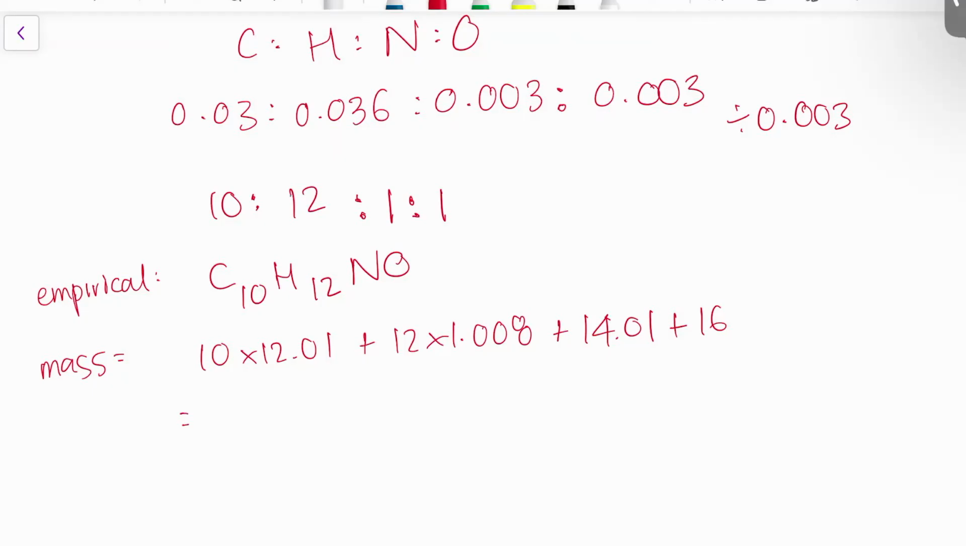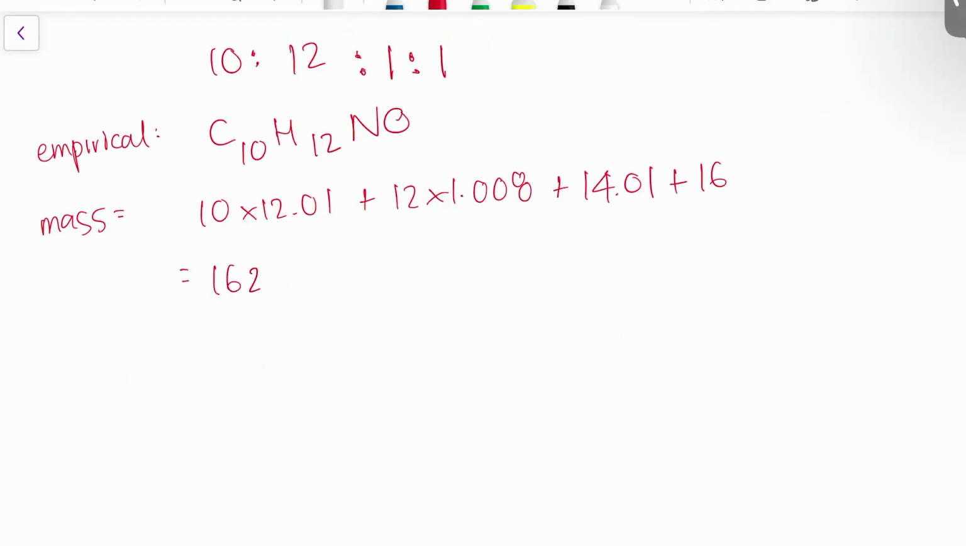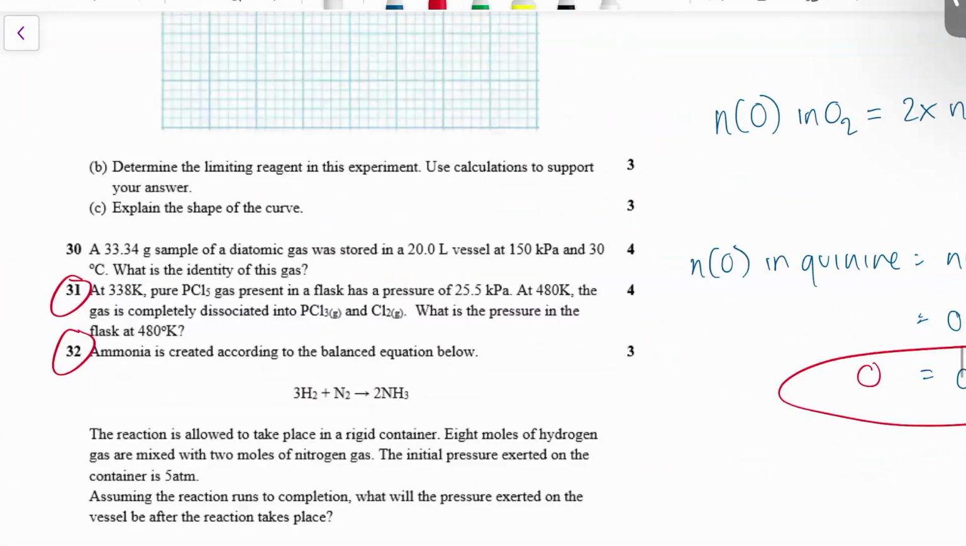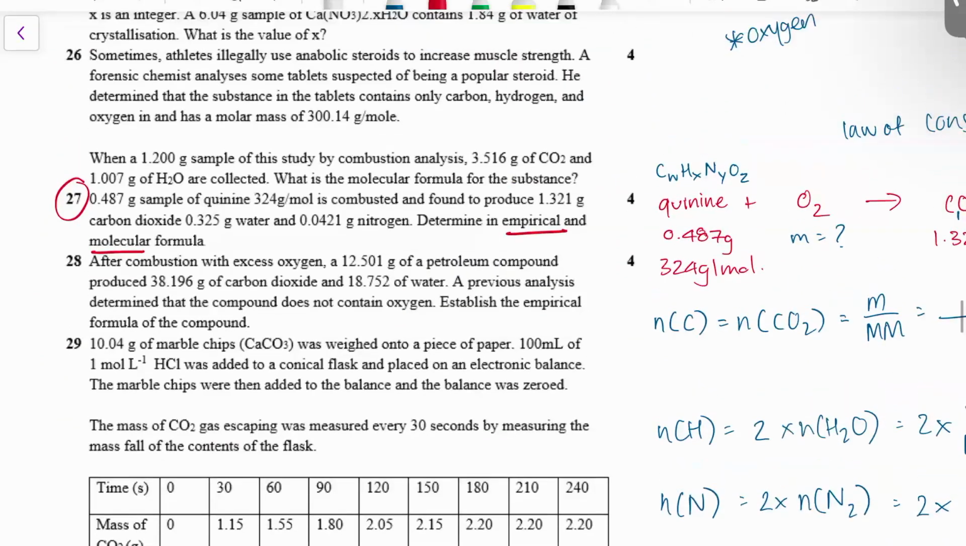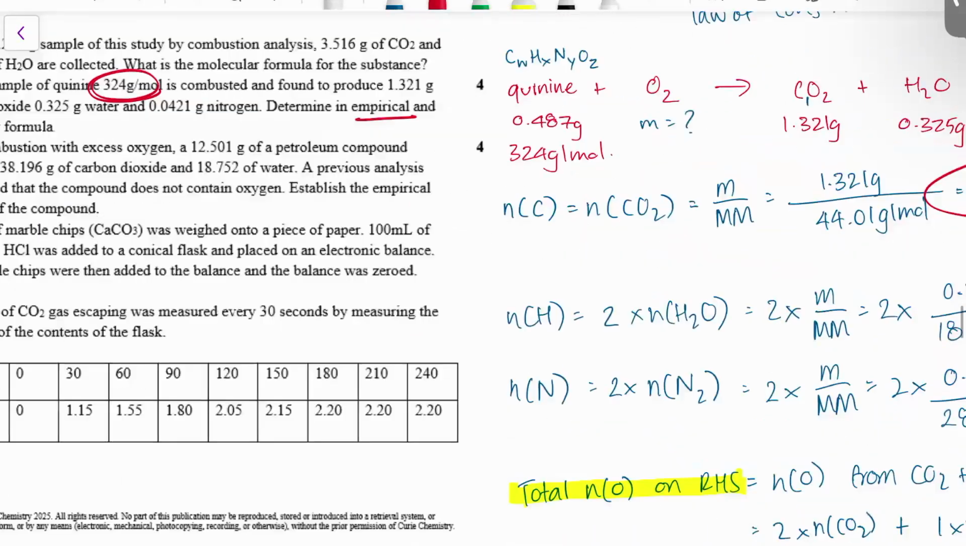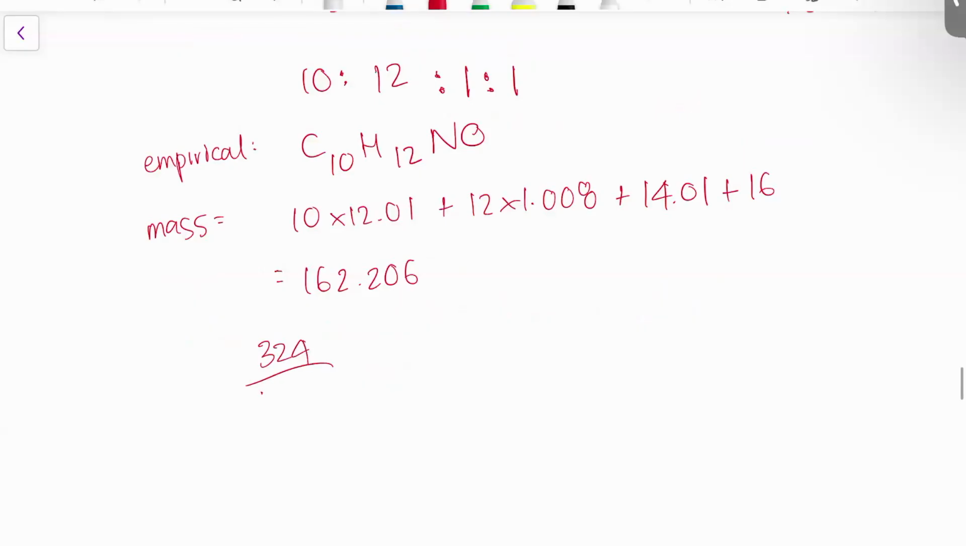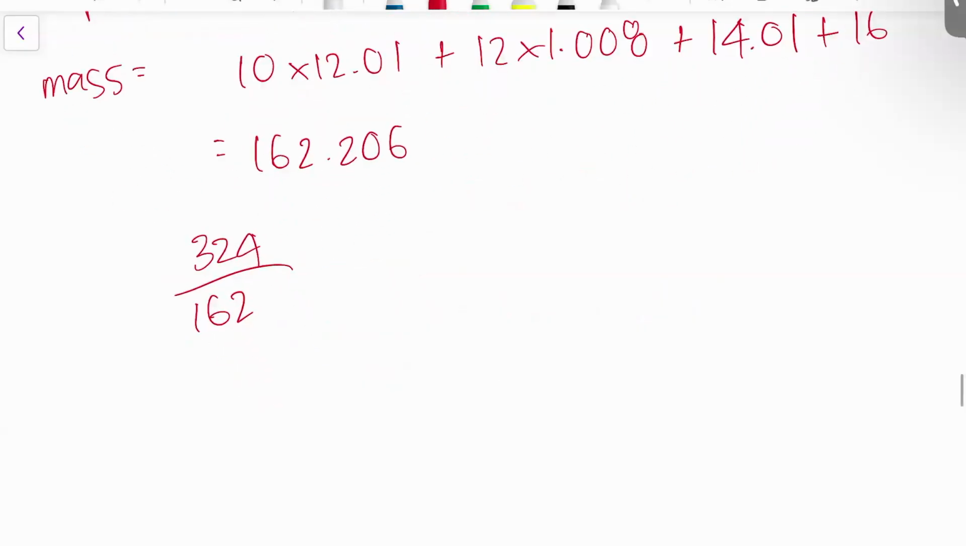It should be 12, you're correct. I didn't update one of the pieces of working out. Thank you, 162.206. Okay, and then the molecular mass, they have to give you that in the question. They told you it was 324, yeah? So 324 divided by 162. Guys, you can sort of eyeball it. What is this? Yeah, this has to be two.